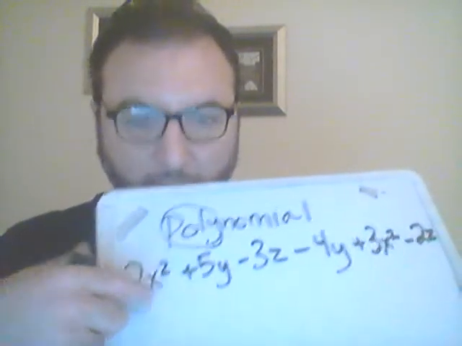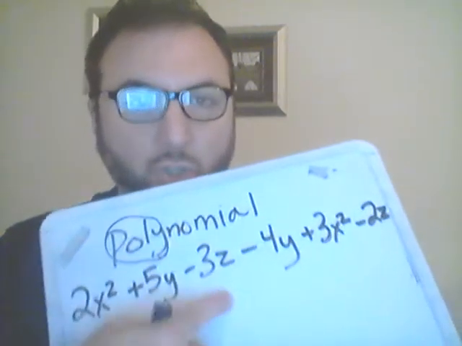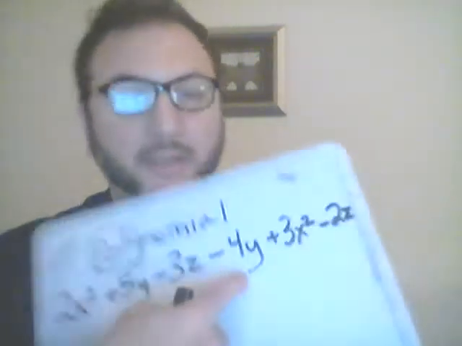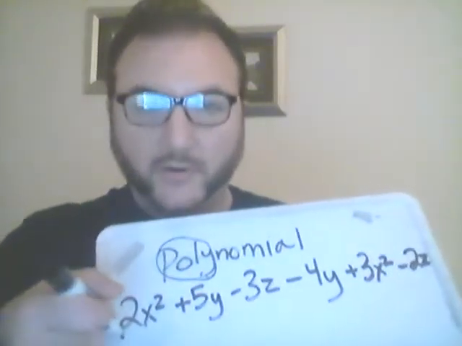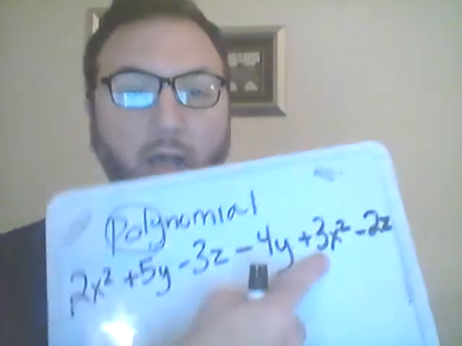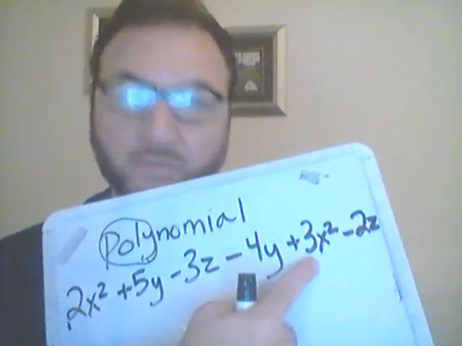So here I got 2x squared. Here I have a y, no match. Here I have a z, no match. Here I have a y, no match for the one we're looking for. Remember, we're here. What do you know? A 3x squared. There's my x squared.